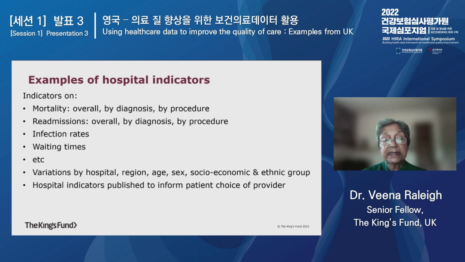And then the data can be analyzed both by hospital, but it can also be aggregated and used to look at differences between different geographical areas, different age groups, sex, different socioeconomic groups to measure, for example, do poorer groups have equal access to hospital care, and by ethnic group. And the data is published for the public so that they can see how their local hospital is performing. Next slide, please.